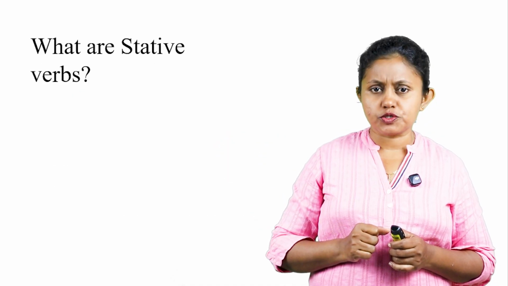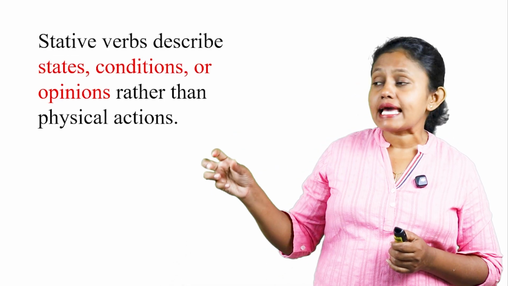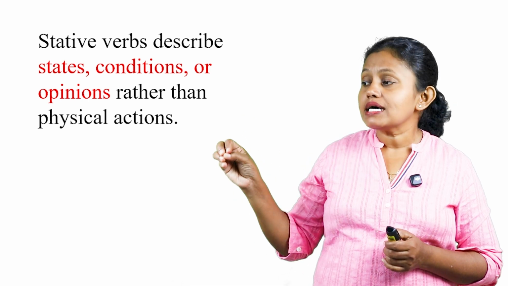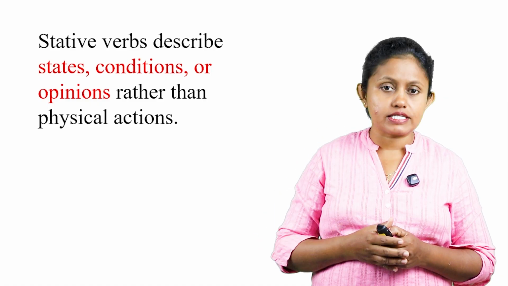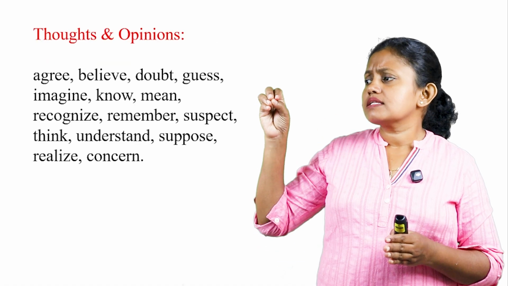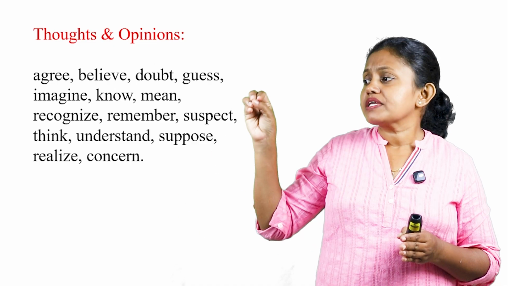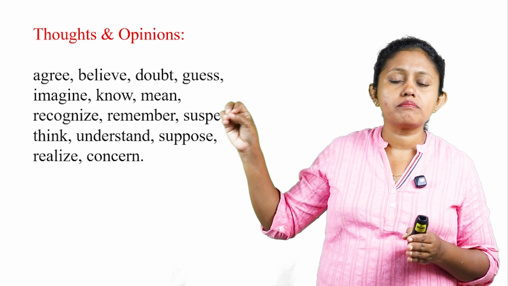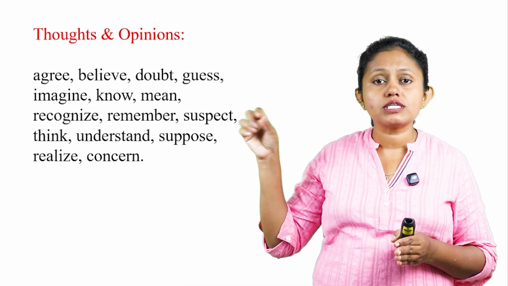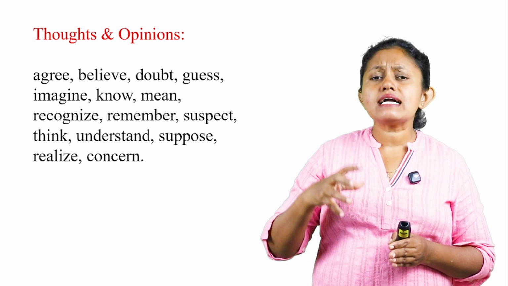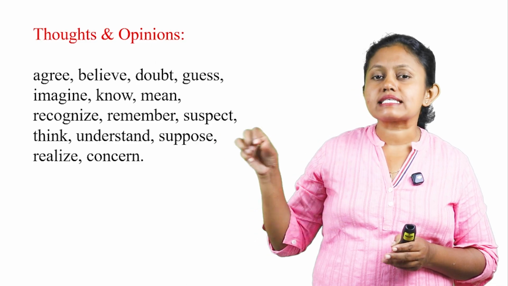Now you know what are action verbs. Then let's go to see what are stative verbs. Stative verbs describe states, conditions or opinions rather than physical actions. So we can't see a physical action in these stative verbs. We can consider the words that we use to express thoughts and opinions as stative verbs. For examples: agree, believe, doubt, guess, imagine, know, mean. Likewise, there are many stative verbs that we can use to express our thoughts and opinions. We can't see a clear action in these verbs.